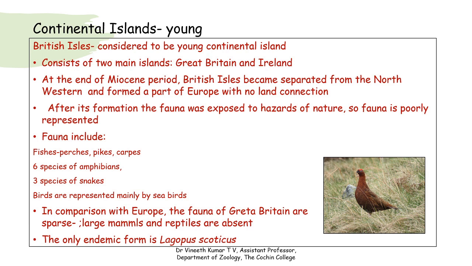After its formation, the fauna was exposed to very hard hazards of nature. So the fauna is poorly represented. The fauna include fishes like perches, pikes, carps, six species of amphibians, three species of snakes, and birds are mainly represented by seabirds. In comparison with Europe, the fauna of Great Britain are sparse. Large mammals and reptiles are completely absent. The only endemic form is Lagopus scoticus. That is a bird which is shown here.